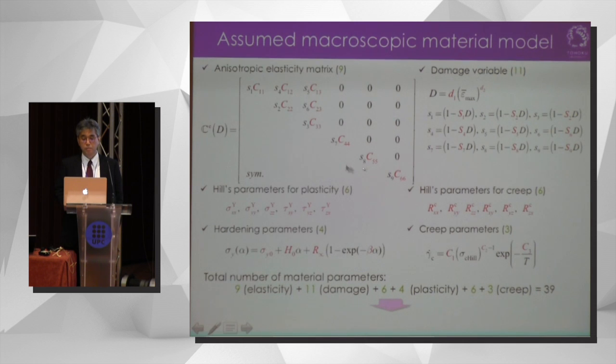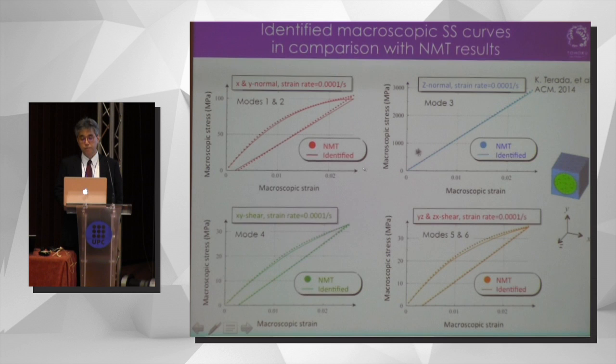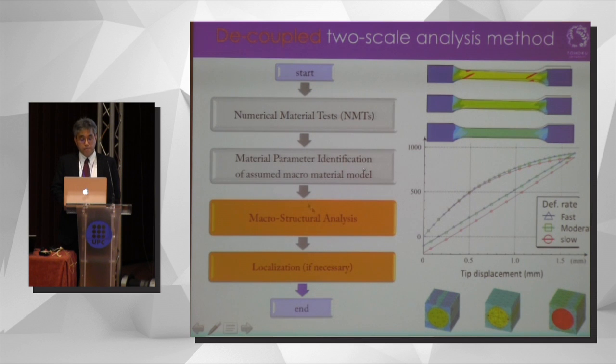Now, in this assumed macroscopic material model, we have 39 parameters. These unknown parameters should be identified by applying some sort of optimization method. In this example, we applied particle swarm optimization to identify these parameters. These are the identified curves I obtained. This is the macroscopic stress strain curve obtained by the identified material parameters. As you can see, in comparison with the numerical material test result, identification was quite successful. Then we can conduct macroscopic analysis by using the selected macroscopic constitutive equation and material parameters. If necessary, we can also conduct a localization analysis like this.